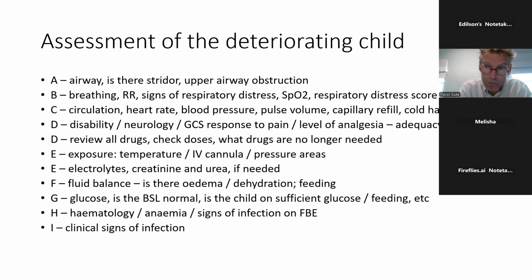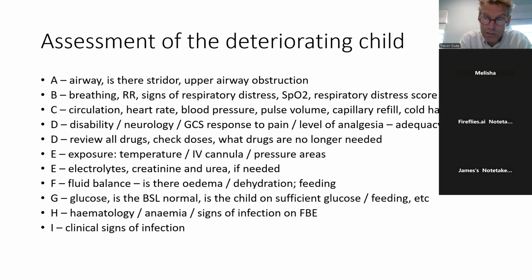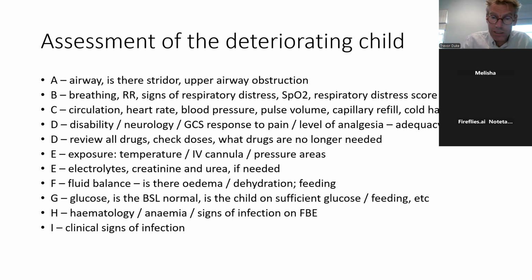The breathing, go through the same things. Look at the circulation, and then disability or the conscious state. What's their neurological state like, their GCS, response to pain, the level of analgesia, is it adequate or not adequate? Review all their drugs, check the doses, what drugs are no longer needed, you might cross some off. Exposure, think about the child's environmental temperature. Have they got an IV cannula, or do they have pressure areas that need attention?